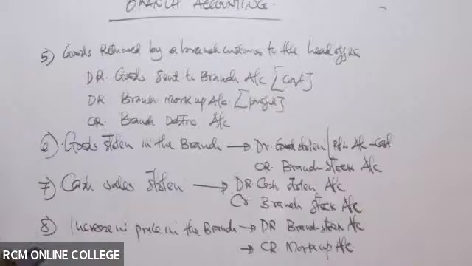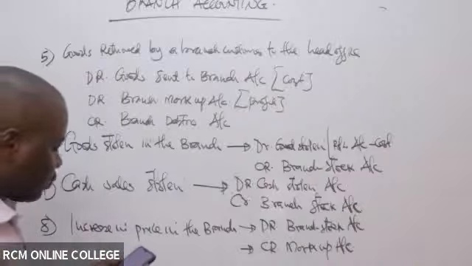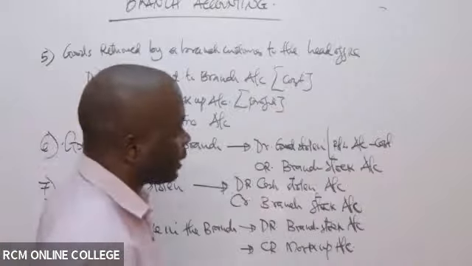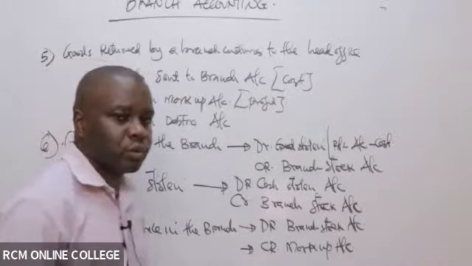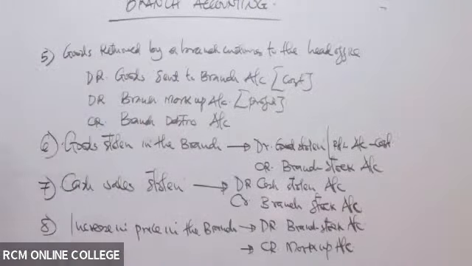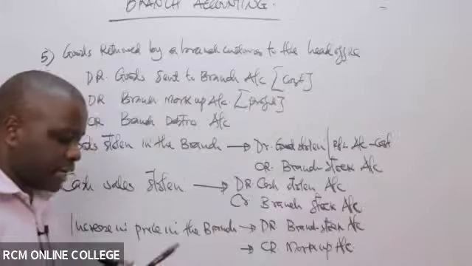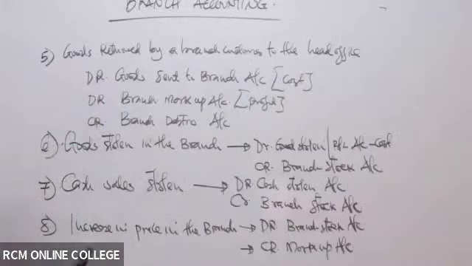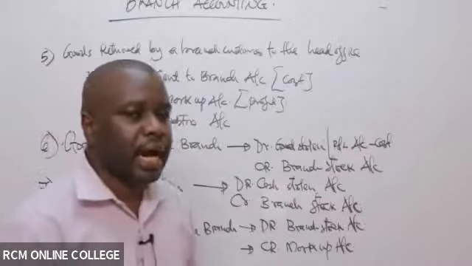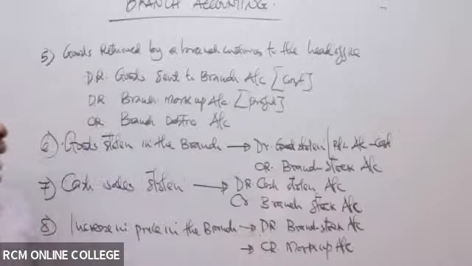Then the very last one: there can be a transfer of goods from one branch to another. So there are a number of branches, for example, 10 branches. Then it happens that maybe branch A has transferred goods to branch B. So there'll be the accounts of the receiving branch affected, and the branch that is sending out the goods will likely also be affected.